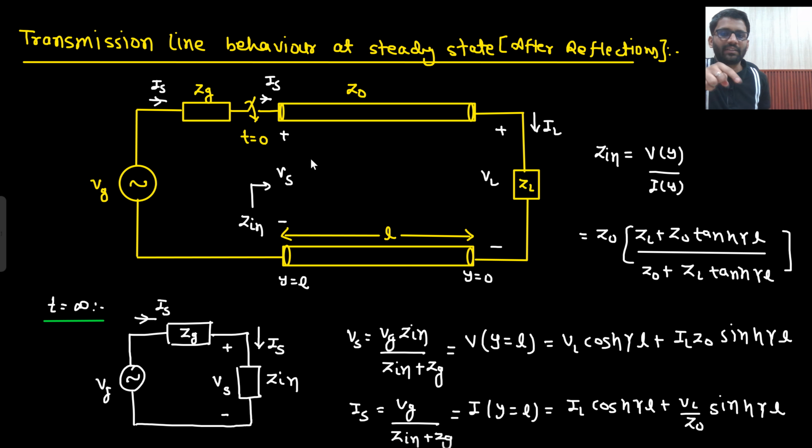At t equals infinity, at steady state, we replace our transmission line with Zin because incident and reflected waves are there. If I replace it with Zin, then which will be my Vs, which will be my Is. So simply by potential divider and using the concept of current, simply using Ohm's law, I have written these equations, right? And then how can I write it in the equation of transmission line? We have studied that the voltage at any random point on the transmission line is given as Vy, where y is the distance from the load, and the formula was VL cos hyperbolic gamma y plus IL Z naught sin hyperbolic gamma y. But here y equals L because we are finding right at the source end. Okay, so this is the analysis. Using this analysis, we will solve a lot of problems.